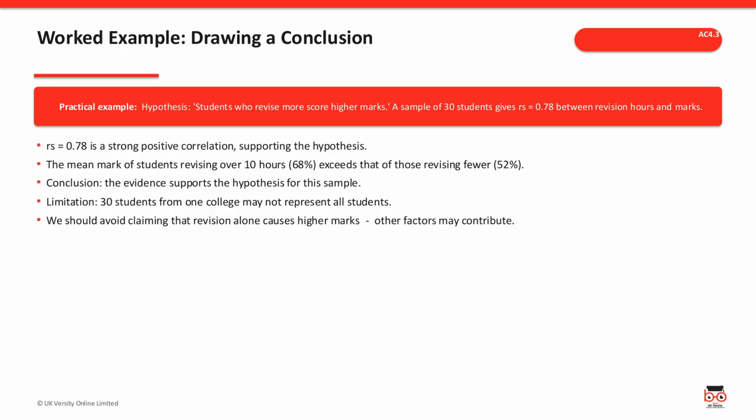Our hypothesis: students who revise more score higher marks. A sample of 30 students gives an R sub S of 0.78 between revision hours and marks. That's a strong positive correlation, which supports the hypothesis. On top of that, the mean mark of students revising over 10 hours, 68%, comfortably beats those revising fewer at 52%. So the evidence supports the hypothesis for this sample.